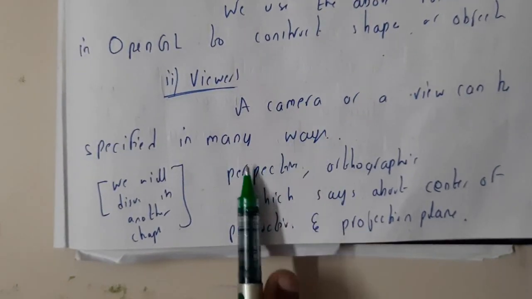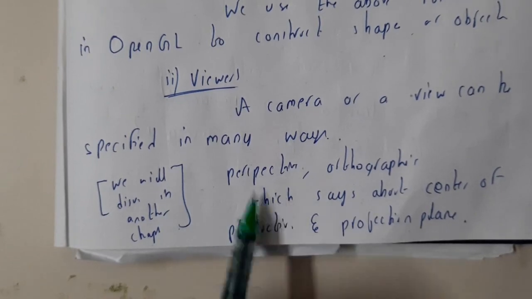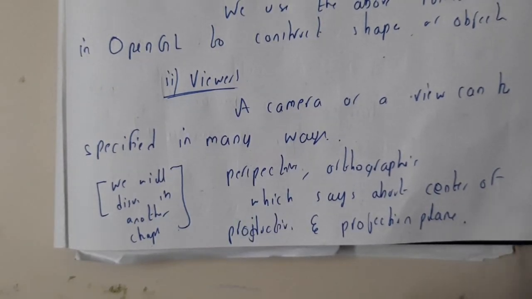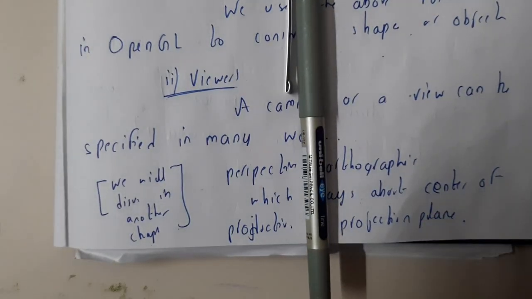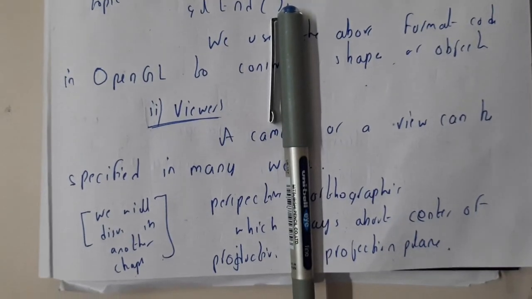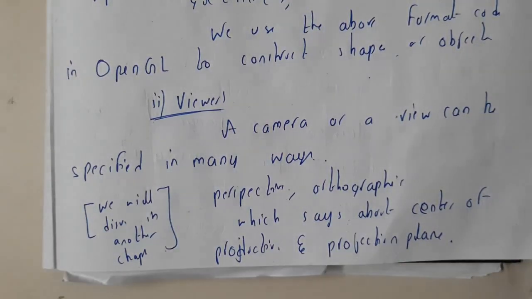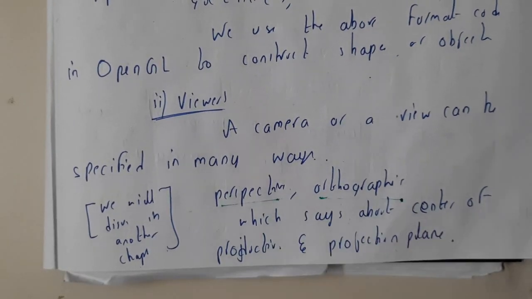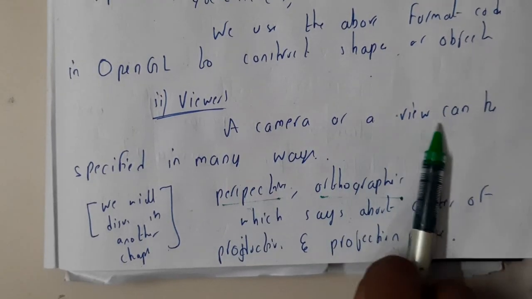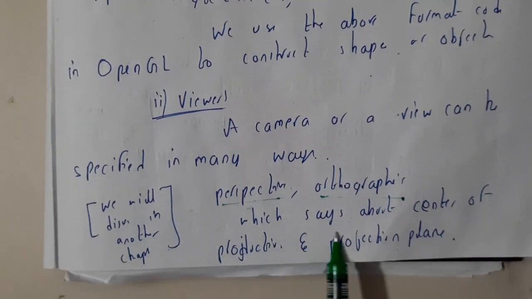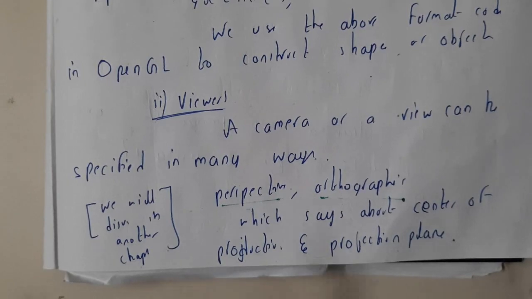We also have the concept of viewers, which we'll be discussing in our further chapters. A viewer is nothing but moving the camera. If you are observing here in this way, you'll be seeing it in this way. Let me move the camera. Now you are observing in this way, and the view is different, right? Like that you'll have different views. The most popular views are the perspective view and orthographic view, which we will be discussing in further lectures. One is parallel and another one is perpendicular projections. A camera or a view can be specified in many ways, perspective or orthographic, which says about the center of projection and projection plane, whether they meet or not.